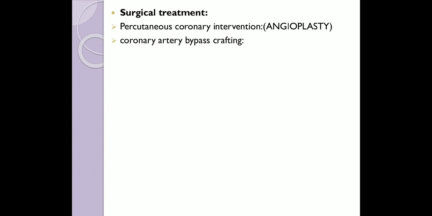Then next is surgical management. In that, first one is percutaneous coronary intervention. It consists of grafting veins or arteries from the aorta to coronary artery to bypass the stenosis. The arteries or veins are usually taken from the region beneath the sternum.